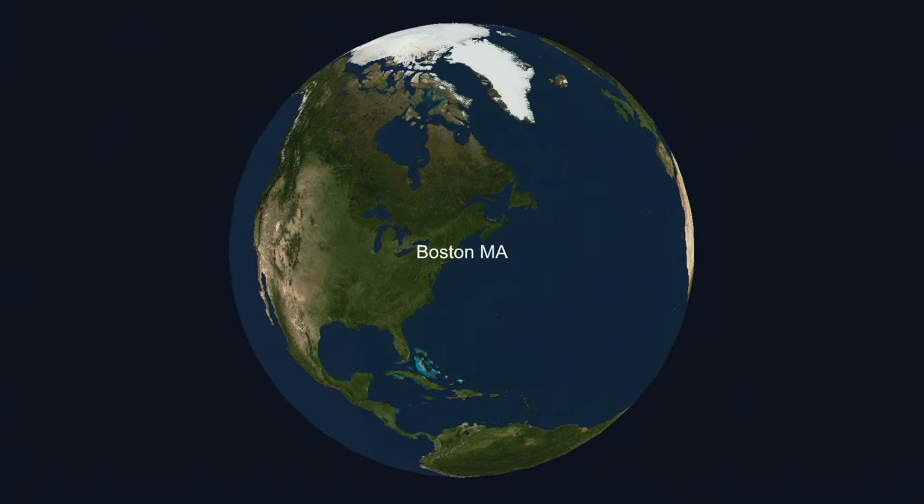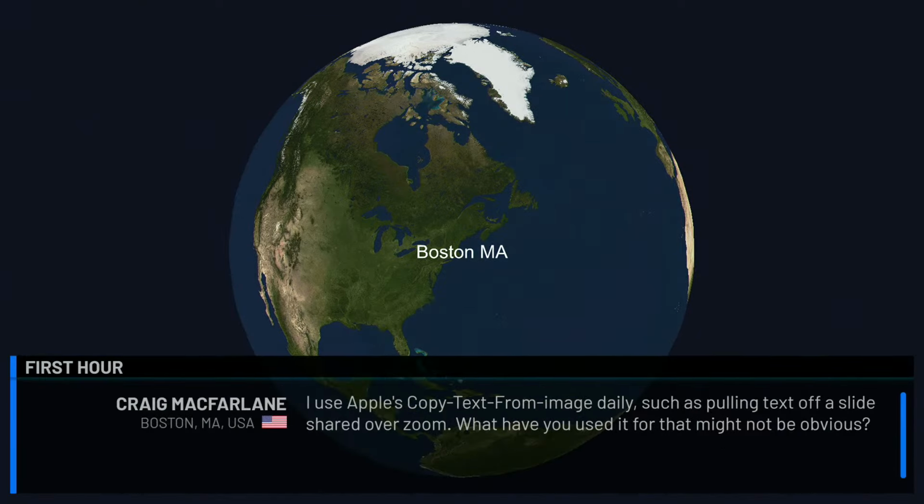Our next question again is from Craig McFarlane from Boston, Massachusetts. I use Apple's copy text from image daily, such as pulling text off a slide shared over Zoom. What have you used it for that might not be obvious? Go ahead, John. I use this a lot. I use it for VIN numbers on cars. I use it for serial numbers, taking pictures of serial numbers and copying those in for warranty information. I use it a lot.